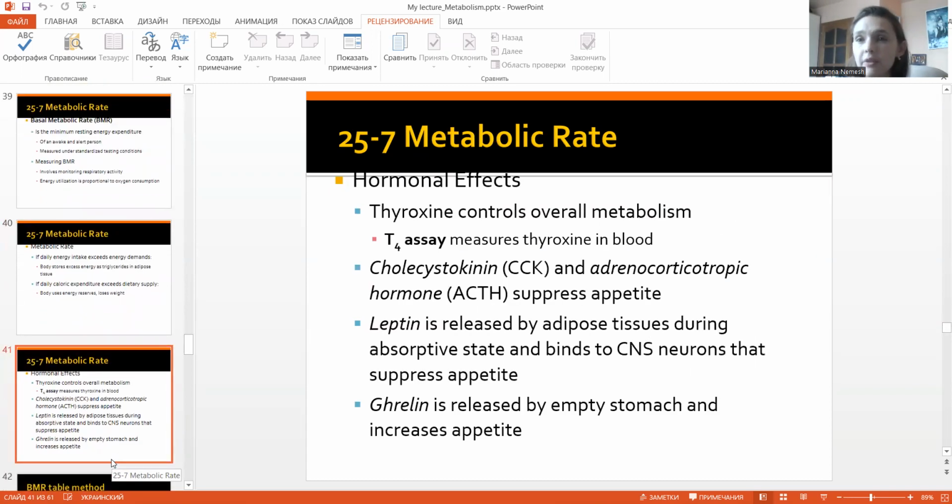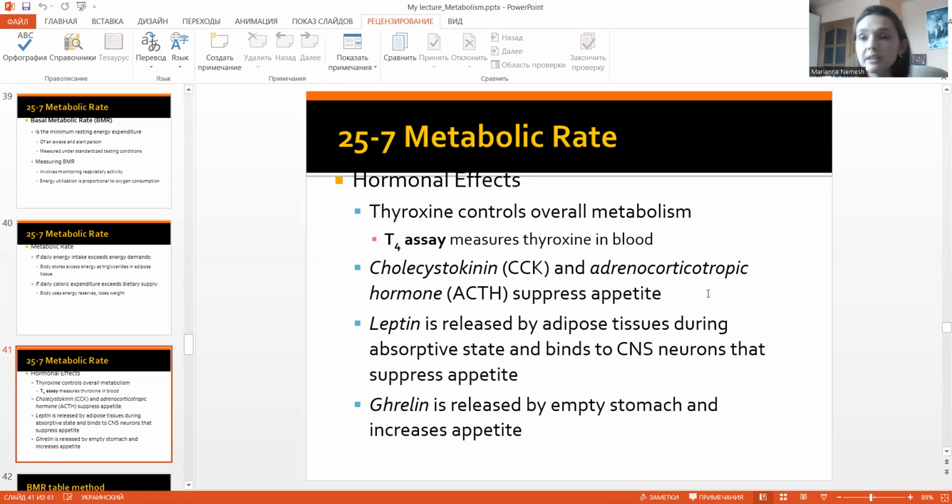How could hormones affect our metabolic rate? For example, thyroxine controls overall processes. It mainly has a catabolic effect on lipids and on carbohydrates. Cholecystokinin and adrenocorticotropic hormones are responsible for suppressing appetite, so a person will not eat more than, for instance, they could. Leptin is a hormone which is released by adipose tissue during the absorptive state of digestion and binds to the central nervous system in the hypothalamus, and is also responsible for suppressing the appetite.